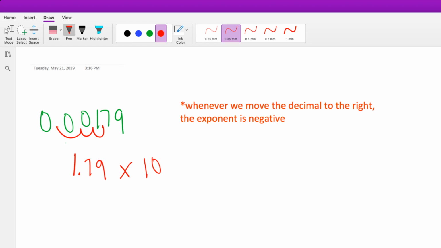Now, is this 3 going to be a positive 3 or a negative 3? I'm going to give you maybe 3 seconds to think about that. 1, 2, 3. I hope you said a negative 3. And why is it a negative 3? Simply because we moved to the right, as our little rule says right here.